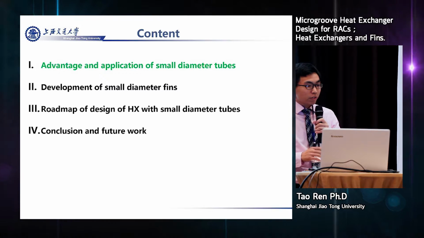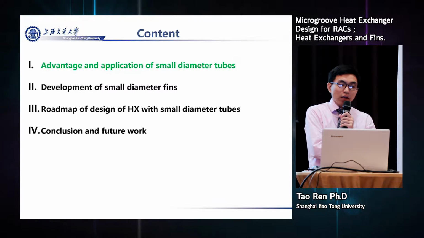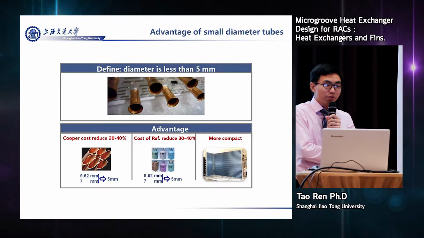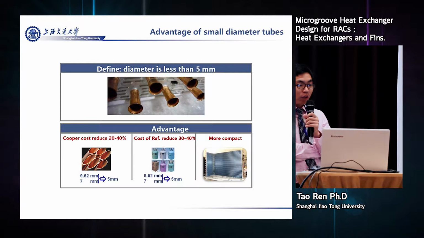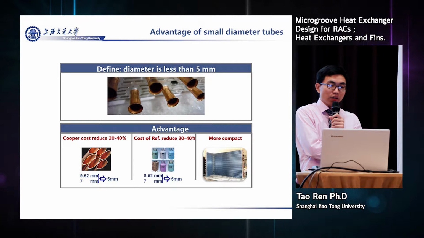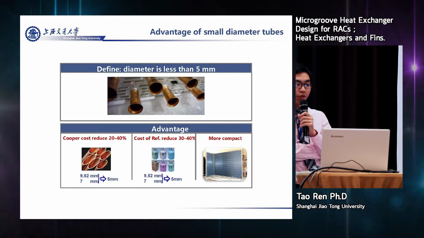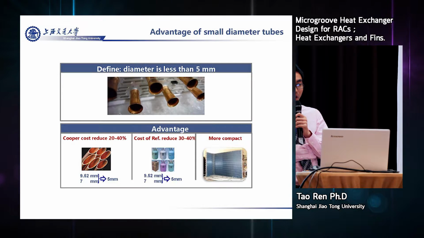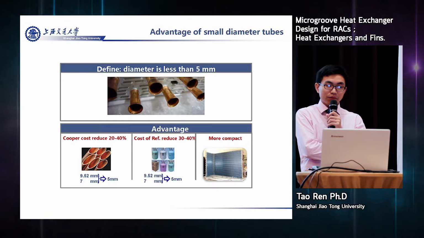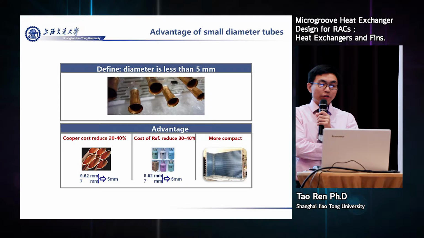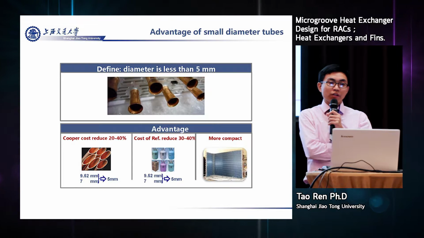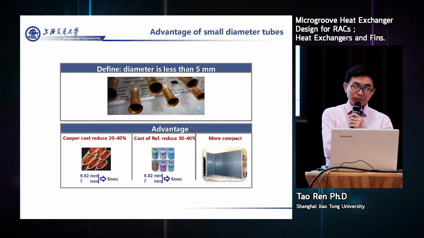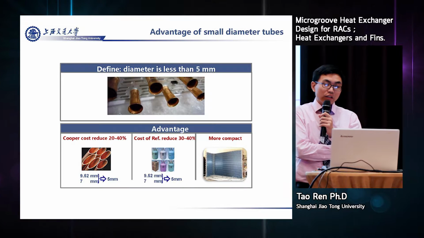Here is my presentation's content. Number one, I will introduce the advantages and application of small diameter tubes. As we all know, the industry has defined the small diameter copper tube heat exchanger as one where the diameter of the copper tube is less than 5 millimeters. And we know that the copper cost will reduce 20 to 40% when we switch from the 9 millimeter or 7 millimeter tube to 5 millimeter tube. Of course, the pressure drop will be high.